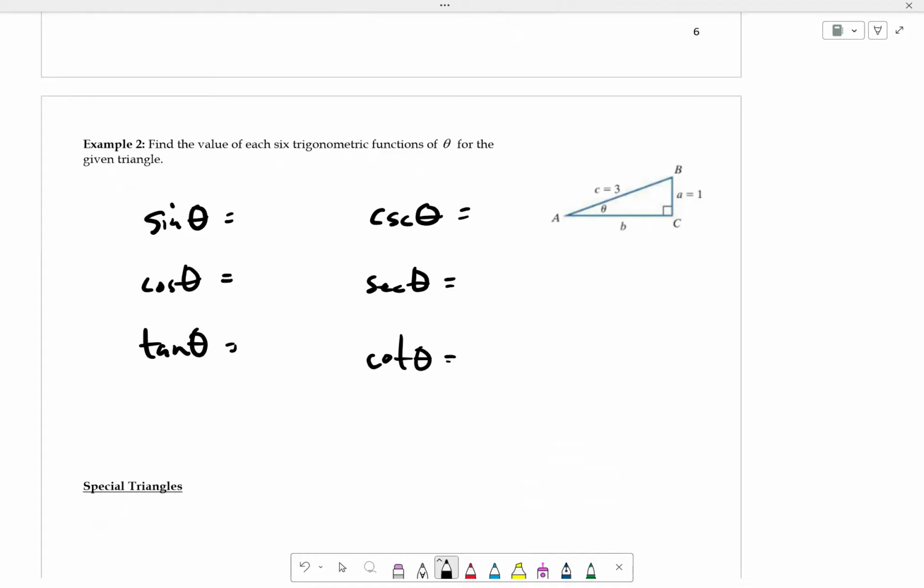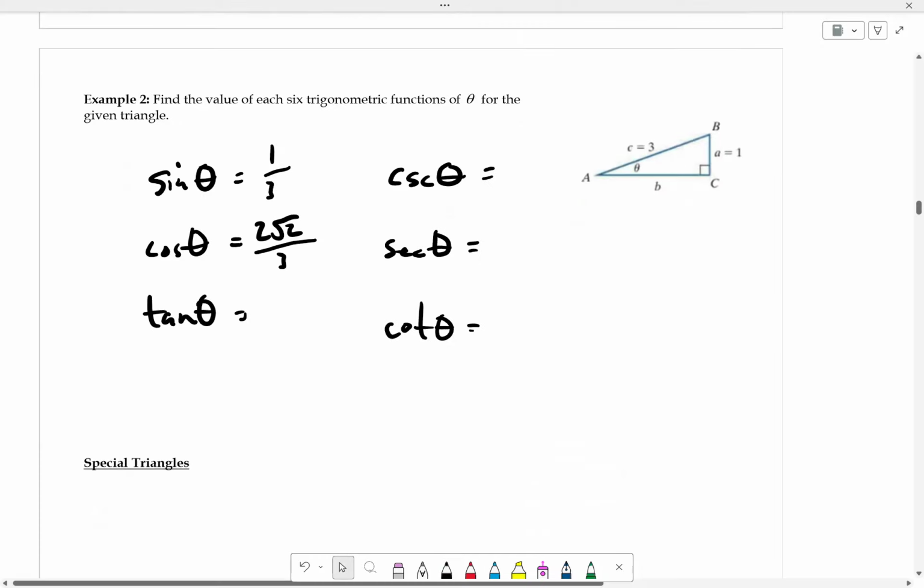Okay, here we go. Mia, can you help me out with this, please? The first three on the left. Where did that 2 root 2 come from? And you got B by? Nice. I appreciate using the Pythagorean theorem appropriately. And tangent of theta? Do we agree? Any questions about these?